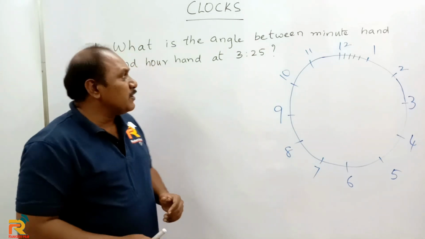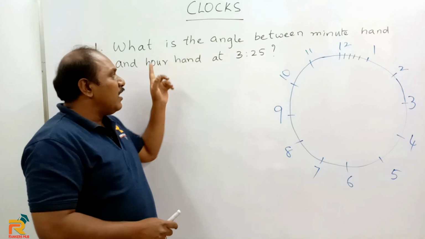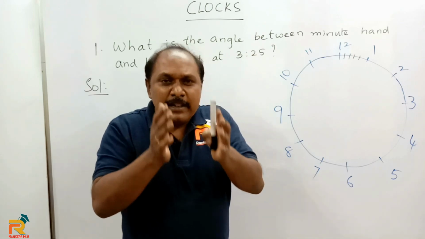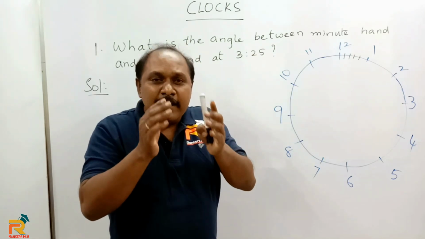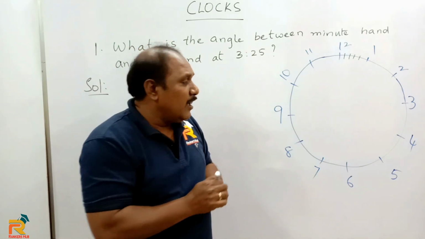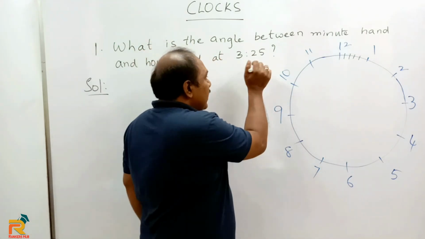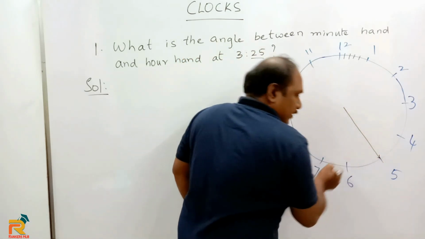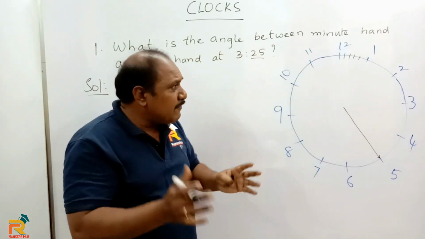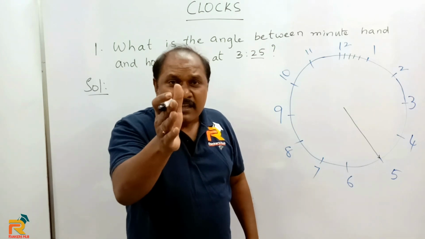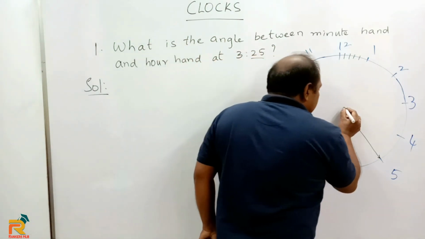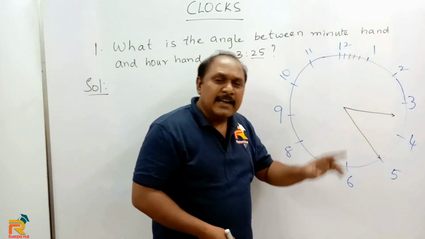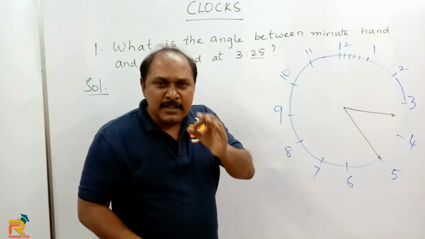Now, let us see the first question. What is the angle between the minute hand and the hour hand at 3:25? The basic knowledge that we must know is, where will the minute hand be at 3:25 and where will the hour hand be at 3:25? At 3:25, the minute hand lies exactly at 5. And where will the hour hand lie? Will it lie at exactly 3? Definitely no. The hour hand will be lying in between 3 and 4. So at 3:25, the minute hand is exactly at 5 and the hour hand is in between 3 and 4.